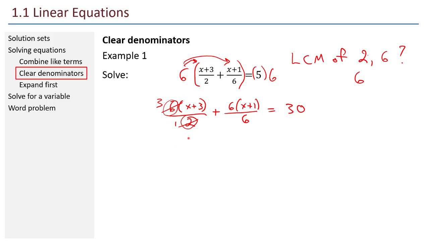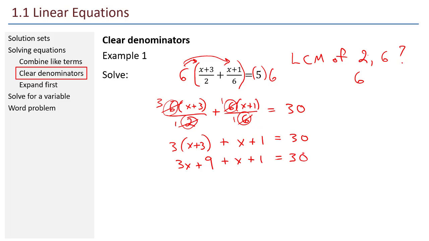So that's how that simplifies. And the 6 over 6, those are both the same, so that just cancels as 1 and 1. So my denominator on the left is just 1, so this whole thing becomes 3 times x plus 3 plus x plus 1 equals 30. Distribute the 3. 3x plus 9 plus x plus 1 equals 30.